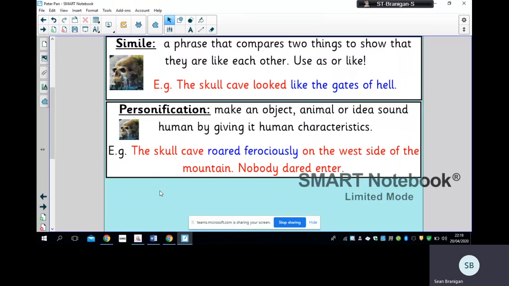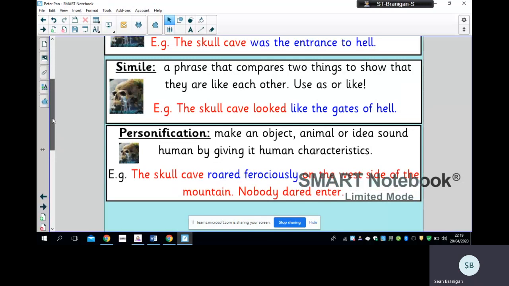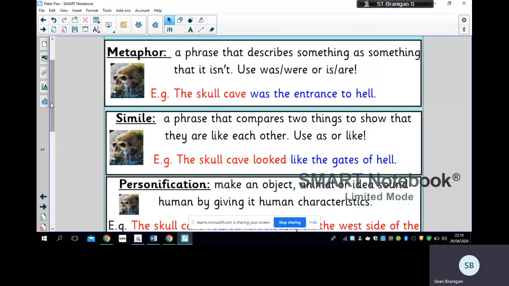On second thought, I probably shouldn't have looked at the cave. I should have looked at something a bit happier. But anyway, I believe that the way that I've used personification, simile, and a metaphor, you would not want to go into this place. That's how powerful these techniques are in your writing.